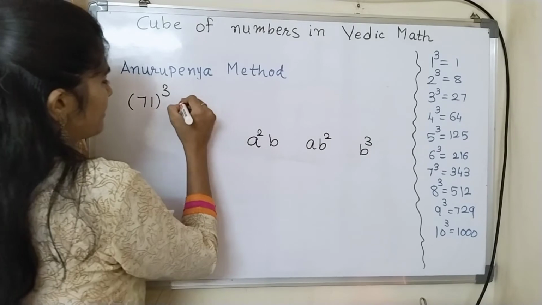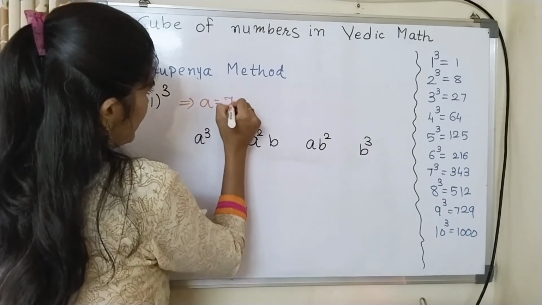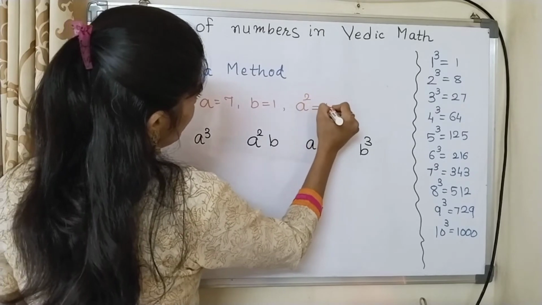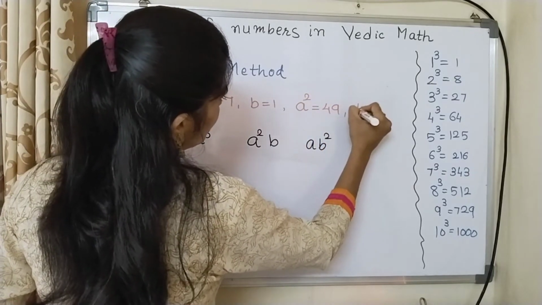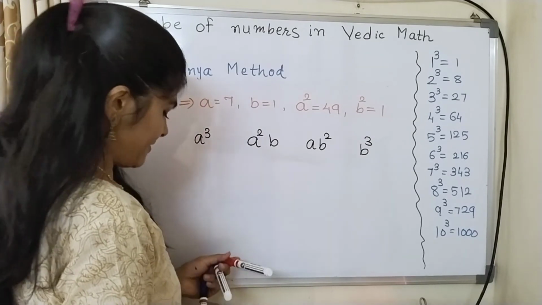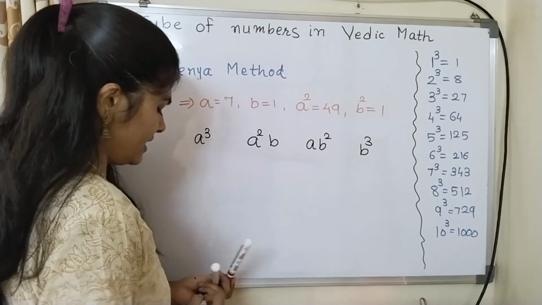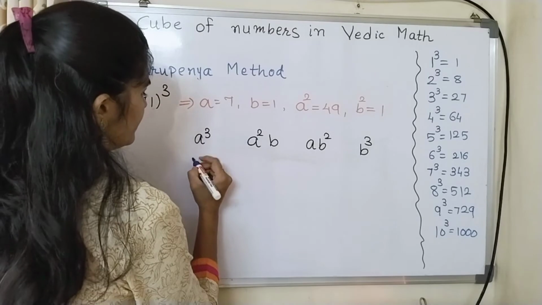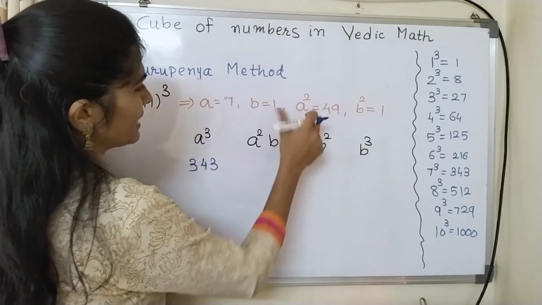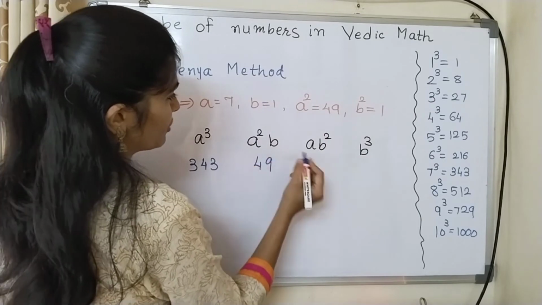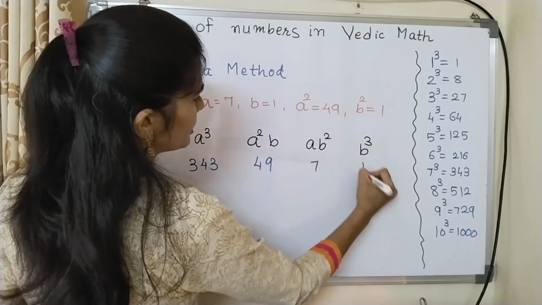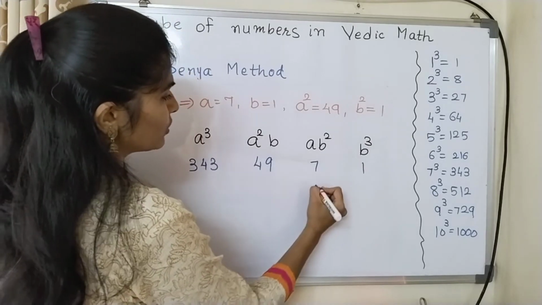So I can say that my A is equal to 7 and B is equal to 1. Square of first one is 49 and square of second one is just 1. So A cube. Cube of 7, which is 343. So let me write here 343. A square B. A square times B. 1 times 49. 49. AB square, which is 7, and B cube is 1. Now I need to double them.